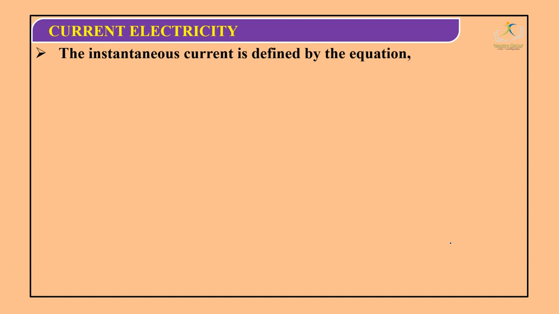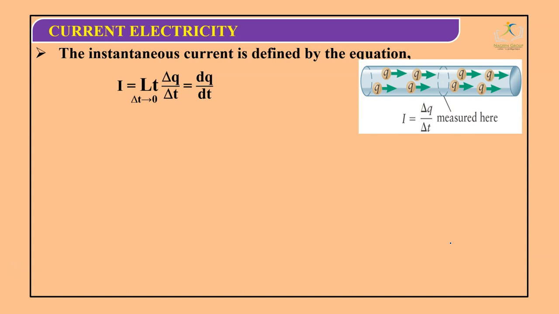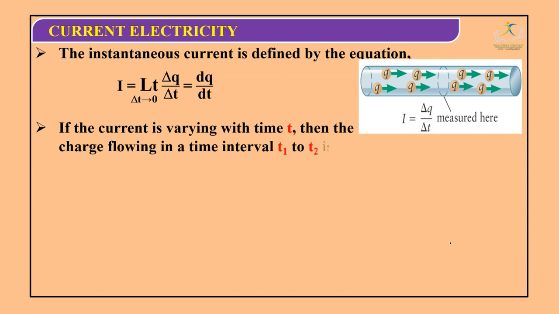The instantaneous current is defined by this equation: I equals limit delta t tends to 0 of delta q by delta t, or dq by dt. So this is measured here in the diagram. If the current is varying with time, then the charge flowing in a time interval t1 to t2 is q equals the integral of I dt from t1 to t2, which is the area under the I-t graph.